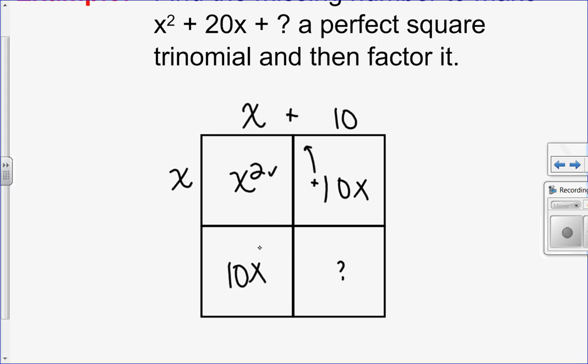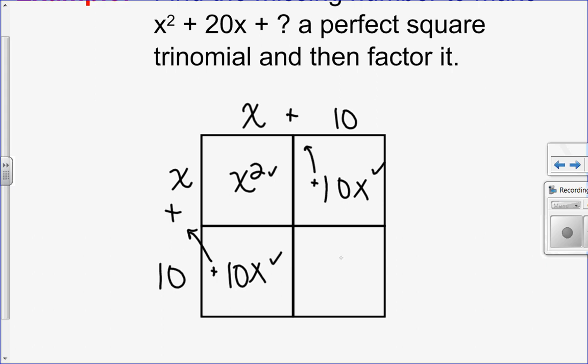Same thing for this down here. If I have 10x, x times what number will give me 10x? Well, we know that's a 10. And because this is a leading coefficient that's positive, I'll take out the positive. So you can always check. X times x is x squared. 10 times x is 10x. X times 10 is 10x. So I know that's perfect.